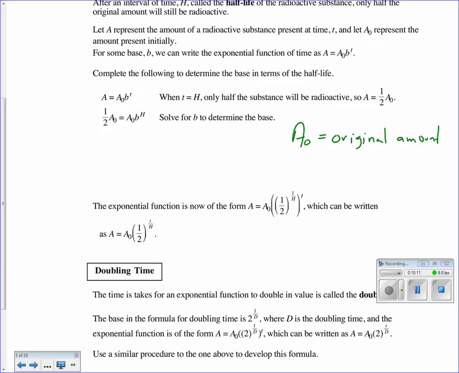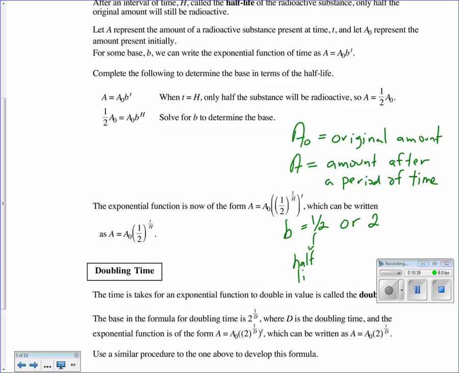And that can be in a variety of units. Hopefully we'll see that. A is the amount after time has passed. Amount after a period of time. And I'm either going to have a base, B, that is either a half for half-life or 2 for doubling. So a half if it talks about half-lives, and 2 if we're talking about doubling. Now, it's possible that there's bacteria that triple or quadruple. So then instead of a 2, there's going to be a 3 or a 4.